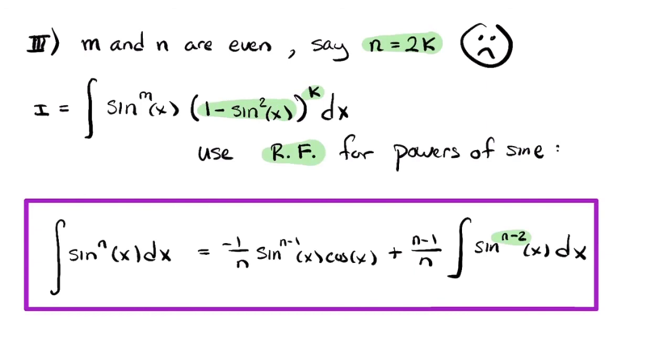Okay, so that's how you handle integrals of the form sine to the m times cosine to the n, where n and m are non-negative whole numbers.